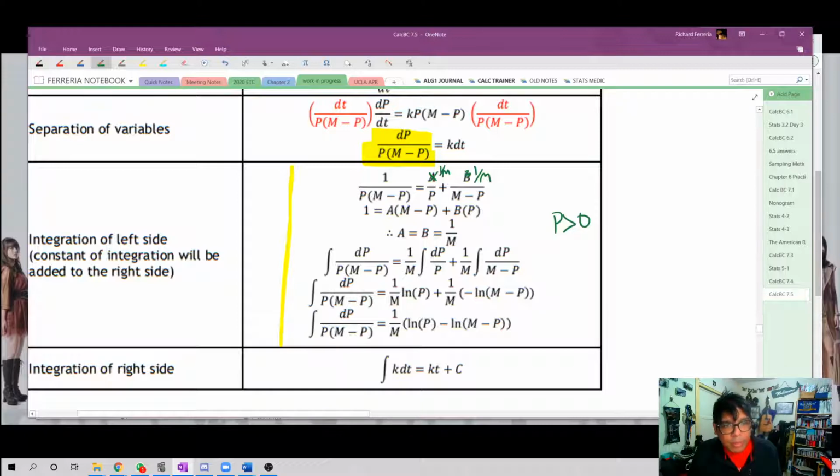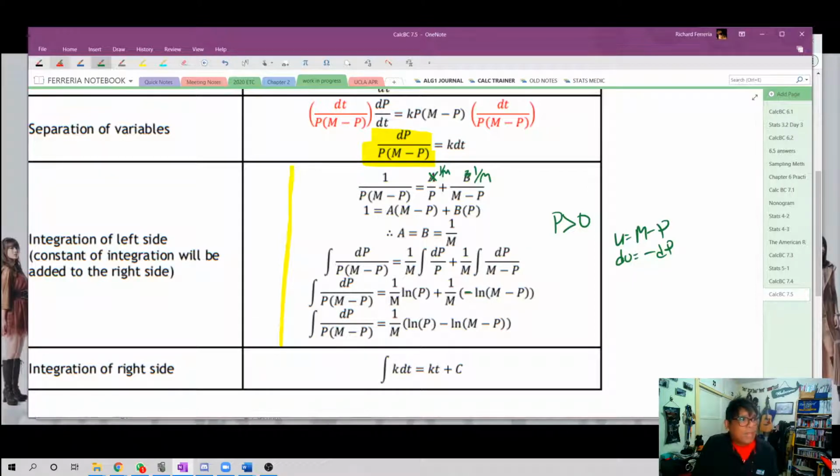Now over here, we're going to have to use a u substitution. So if u is equal to m minus p, du is going to be equal to negative dp. So that's where this negative comes from when we take our antiderivative. So we have negative natural log of m minus p. And if we simplify that all out, we take the 1 over m, factor it out of both of these, and we get natural log of p minus the natural log of m minus p. We're going to put it on pause here for 1 second.